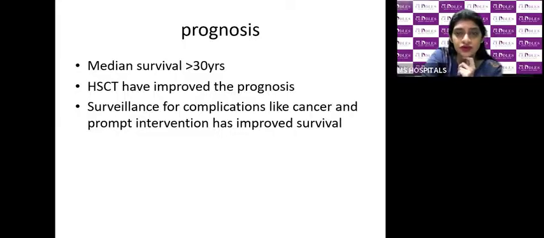Prognosis: median survival is more than 30 years. HCT has improved the prognosis, and surveillance for complications like cancer and prompt intervention has improved survival.